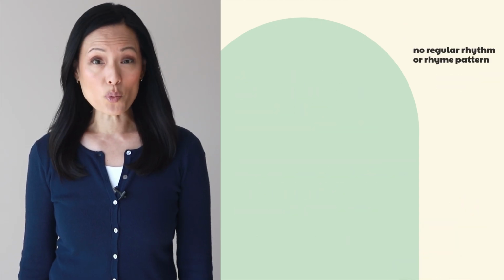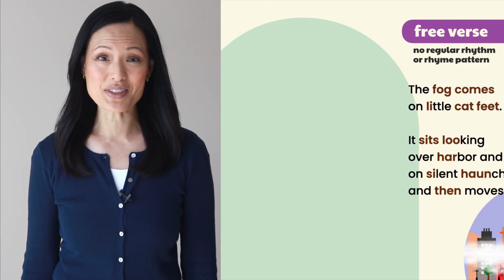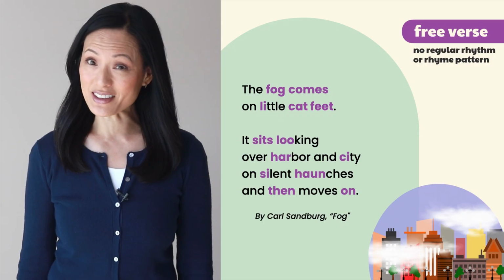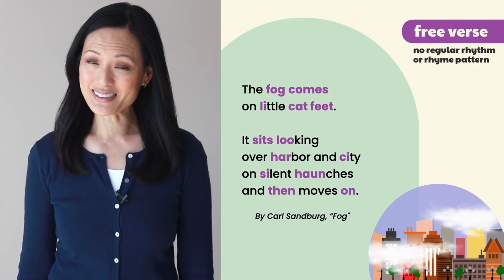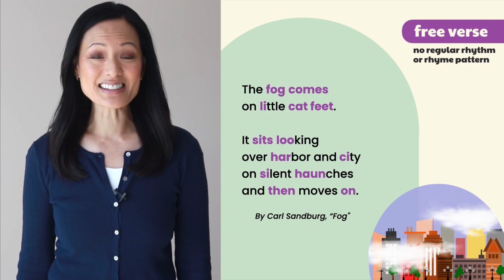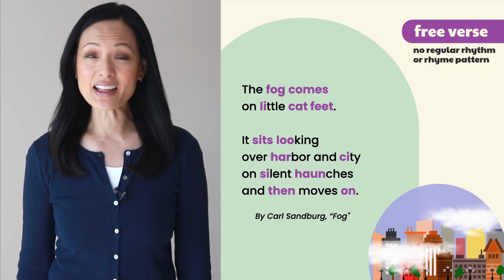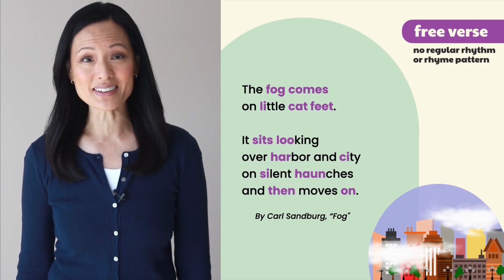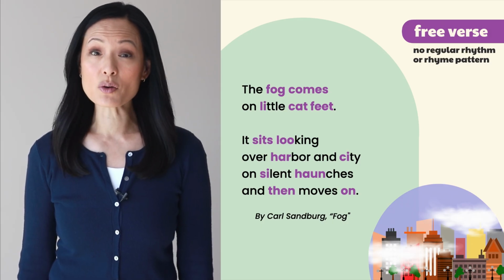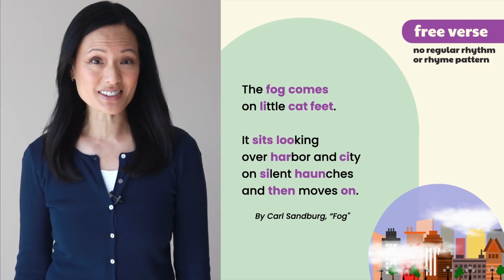When a poem has no regular rhythm or rhyme pattern, it's considered free verse, like with this poem. As I read it, listen to how the strong and weak syllables don't really follow a pattern. The fog comes on little cat feet. It sits looking over harbor and city on silent haunches and then moves on. See how each line seems to be a little different? We don't hear a rhythm like we did in the other poem, which means it's written in free verse.